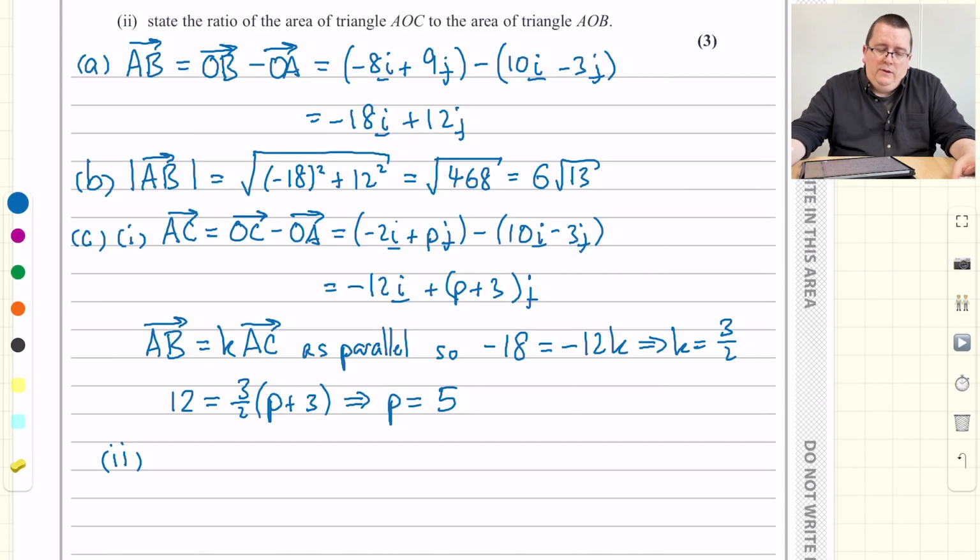Part 2, state the ratio of the area of triangle AOC to the area of triangle AOB. I think it would probably be worth us drawing a little diagram.